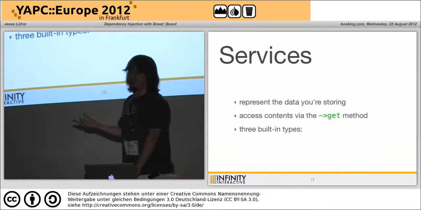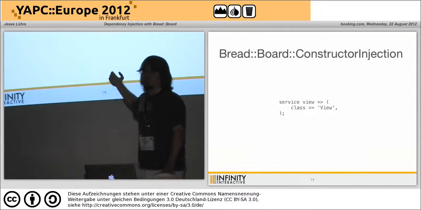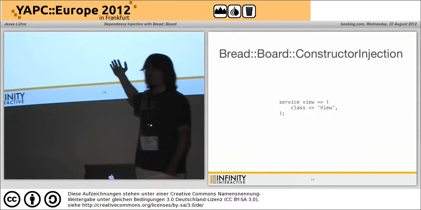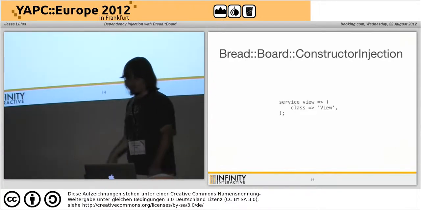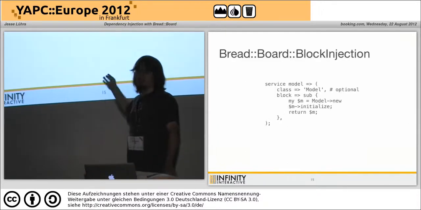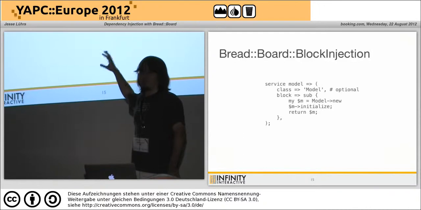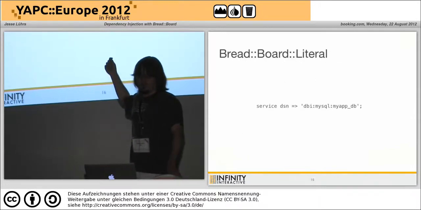There are three different ways to create objects from services. You have constructor injection, which is the simplest form. You just give it a class name, and it knows to just call new on that class and return whatever the object was that was returned. You can use a block injection, where you have it run some kind of subroutine and just return whatever that subroutine returns. And there's also a literal service, where you can just give it some fixed data, and it'll just return that data every time.